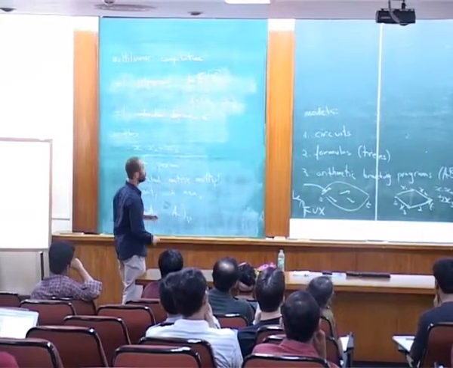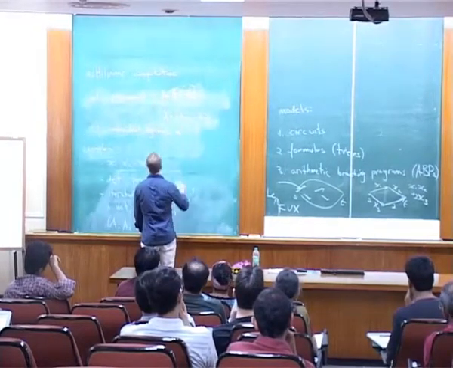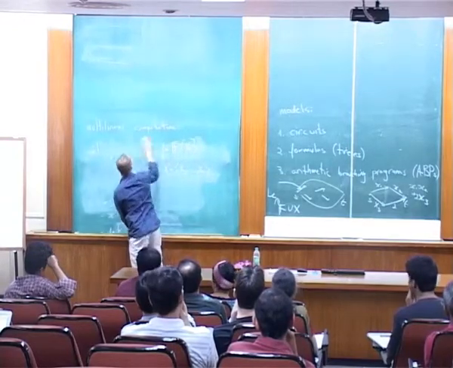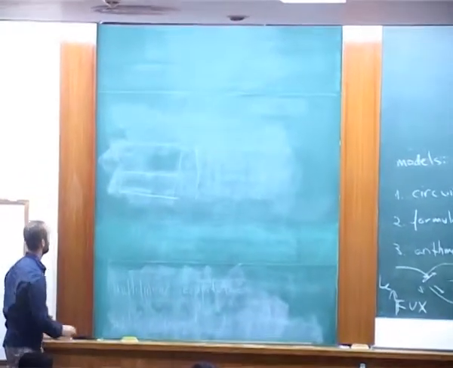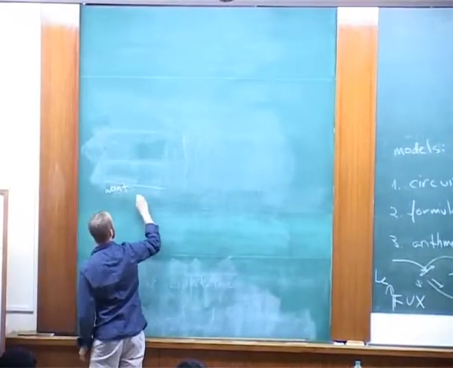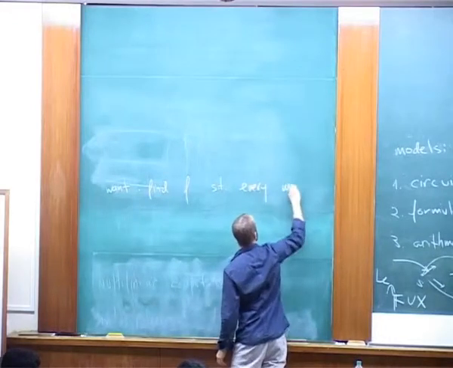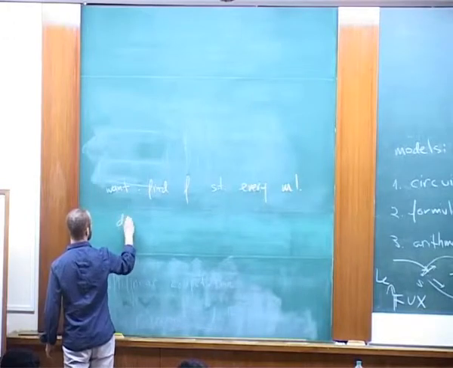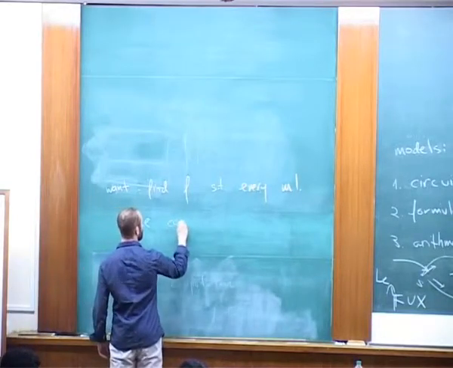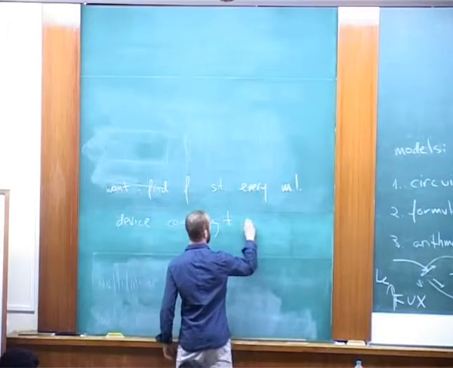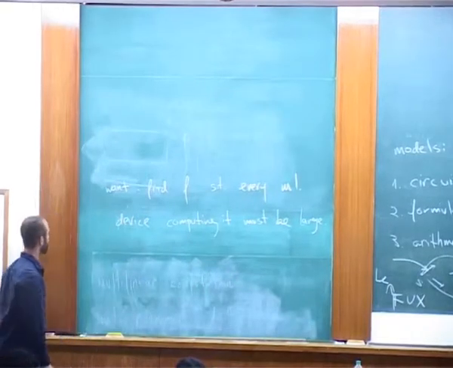Now we want to try to prove lower bounds for these things. So we want to find a polynomial f such that every multilinear device, either a circuit, a formula, a branching program, something like this, computing it must be large. This is what we want to do.